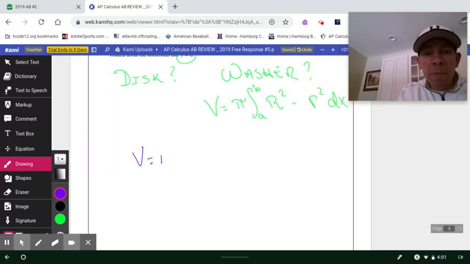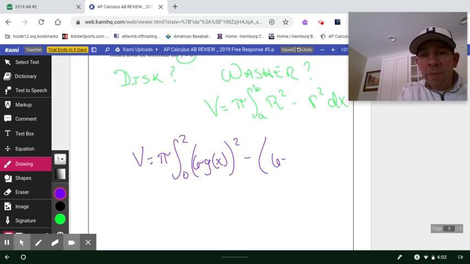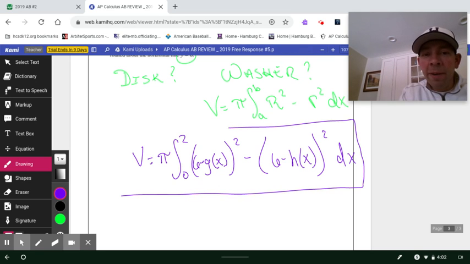Okay. So let's put the finishing touch. We know the volume is going to be pi because it's circular, integral from 0 to 2. We've got 6 minus g of x as my outer radius. I've got 6 minus h of x as my inner radius. And that's all I've got to do because we've just got to do setup only. Does it get any better than that?